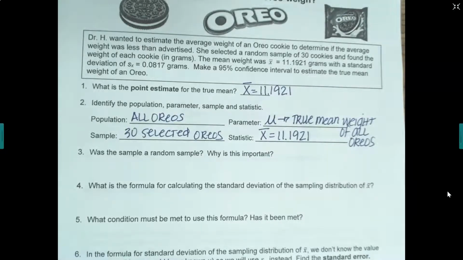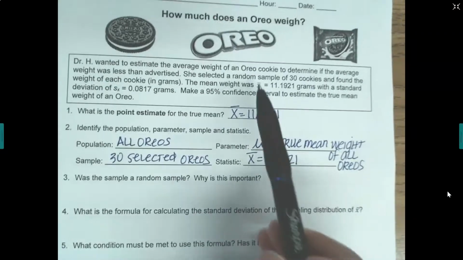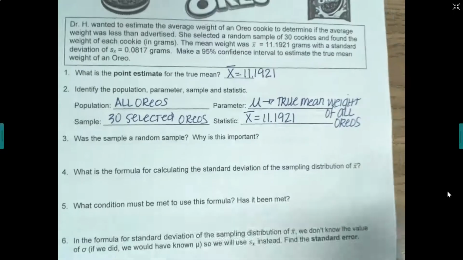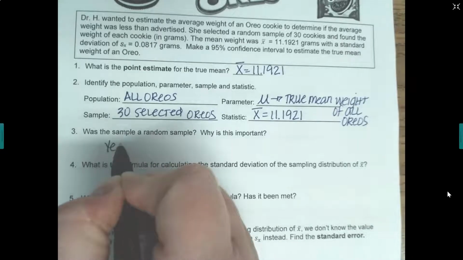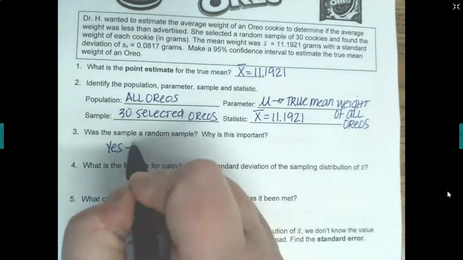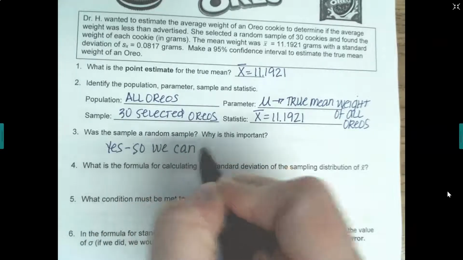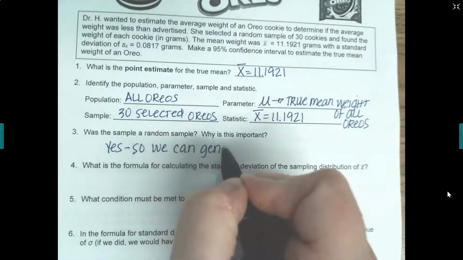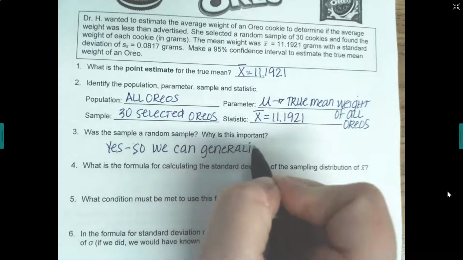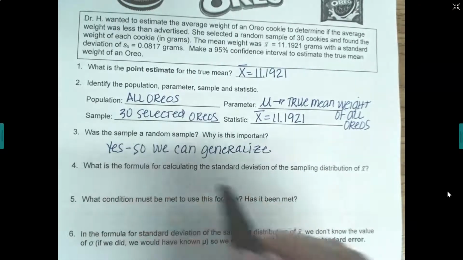So what's the random sample? We're going to go through this and remind you of some important information. Was it random, and why is being random important? Why do we care about that? It does say this was a random sample of 30 cookies, so yes, it was random. This is important so we can generalize to all Oreos. You want to be able to generalize to the population, and in this case, the population is all Oreos.